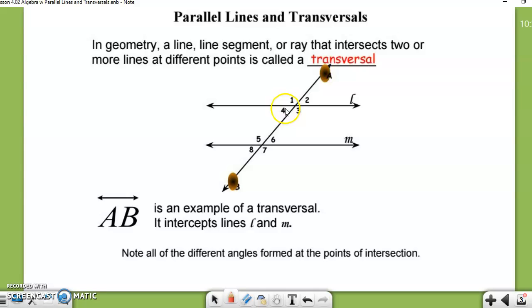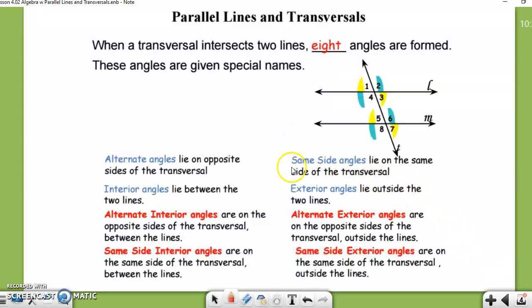We have alternate exteriors. We have alternate interiors. We have corresponding. We have same side exteriors, same side interiors. We also have vertical angles, and we also have linear pairs. For instance, 5, 6, 6, 7, 7, 8, 8, 5, 1, 2, 2, 3, 3, 4, and 4, 1. Okay, there are 8 angles formed, and we give them special names.